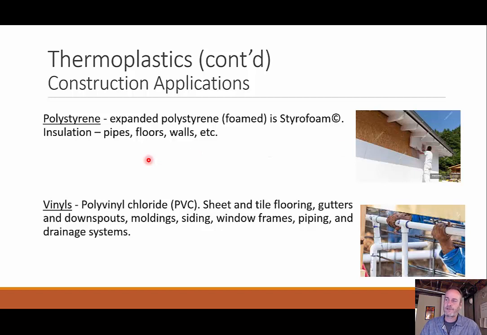We also have vinyls. One of the most common that you'll see in construction is polyvinyl chloride, PVC. A lot of people mix up PVC and ABS because you'll see both in residential construction. The difference is one is white and one is black. The white is PVC, the black is ABS. And there'll be different glues to combine them, right? Other places you might see this: sheet and tile flooring, gutters and downspouts, moldings, sidings, window frames, piping, drainage systems. So I see a guy putting together some plumbing here.